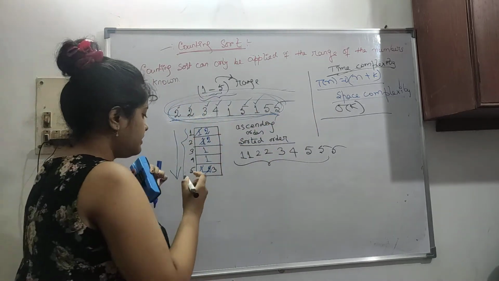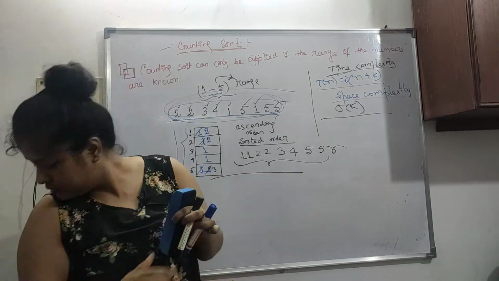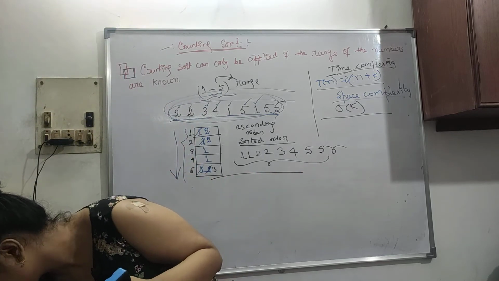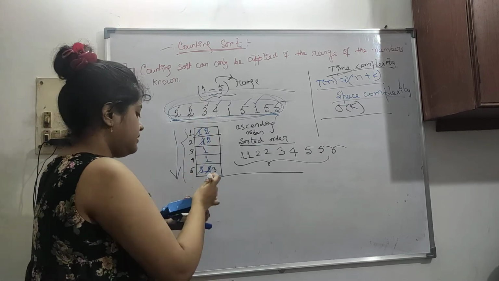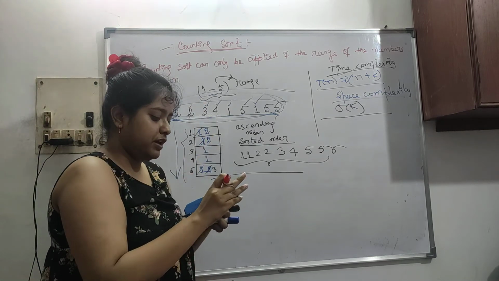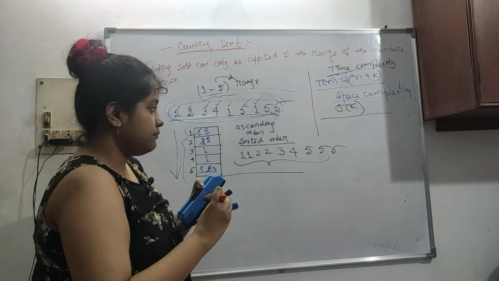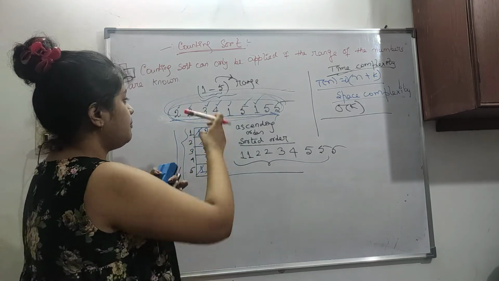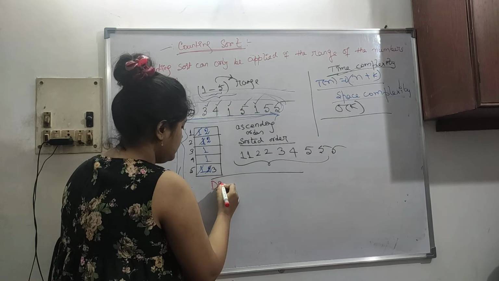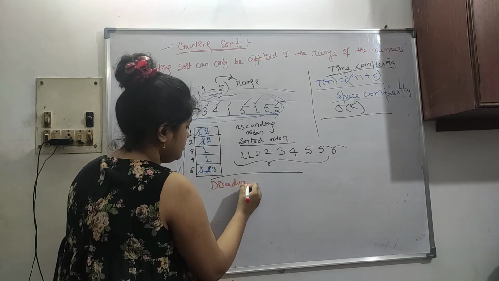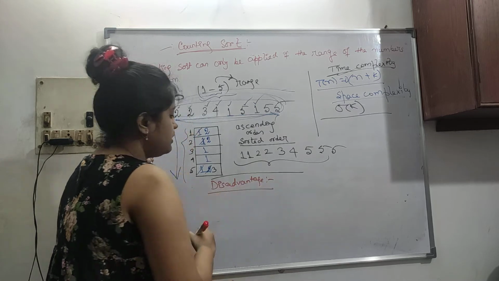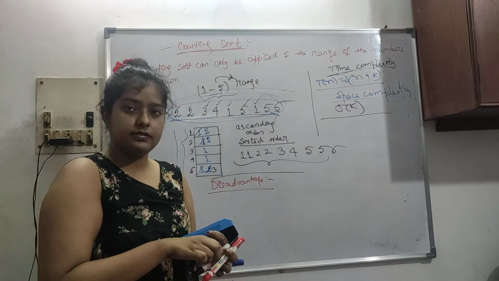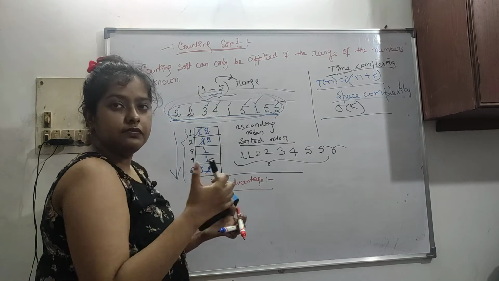So now there is a disadvantage here. Okay, see, already we have seen this has a constraint that we have to know the range first, then only we can apply this algorithm. Okay, so the disadvantage is, if we have to know this range first, so that is a disadvantage.